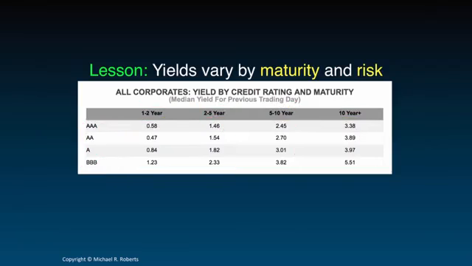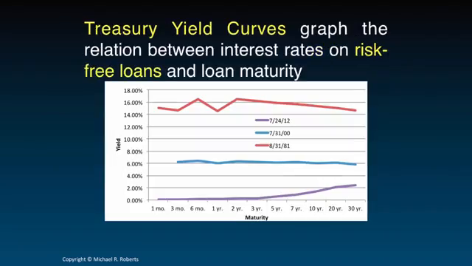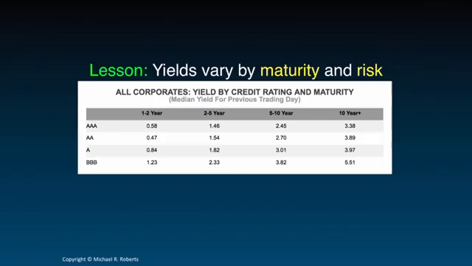The other thing to notice is that within a credit rating, say AAA, the interest rates are different. In this case, they're increasing, but as we showed a few slides ago, they don't always have to be increasing with maturity. They could be decreasing. The point is that they're different across the maturity spectrum.